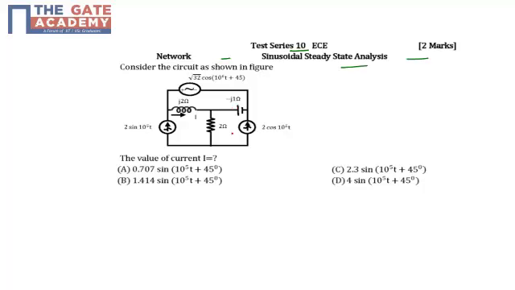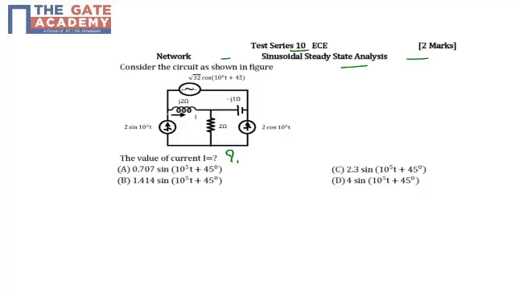In the question we have one RLC network and we need to find out the current across this 2 ohm inductor, or we need to find the value of current I. You can see that in the circuit we have 3 energy sources. There are 2 current sources and 1 voltage source.